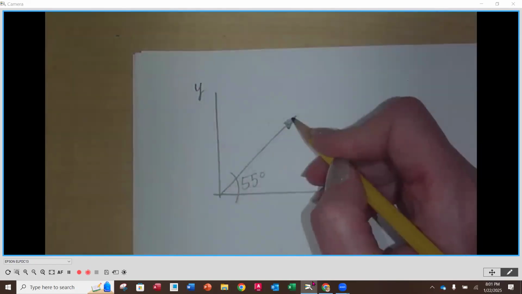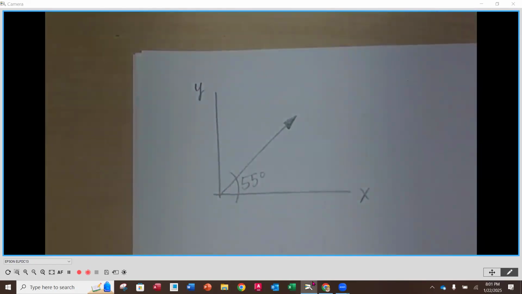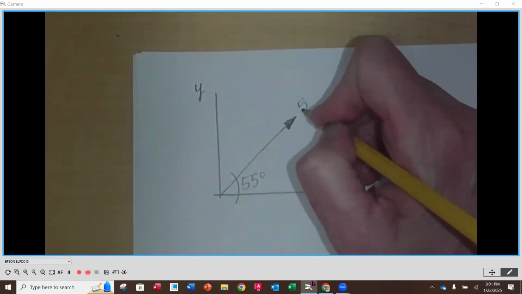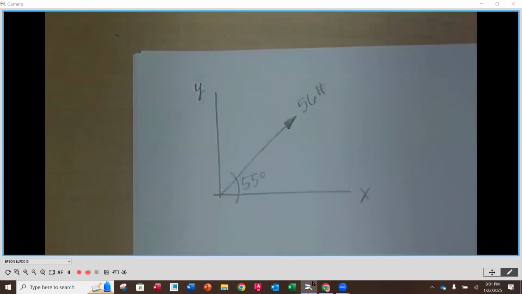And then we're going to draw an arrowhead coming from that origin, going out, and we're going to label this at 56 pounds with units, okay? So that's a representation of number 15, a 56-pound vector at 55 degrees from standard 0, okay?